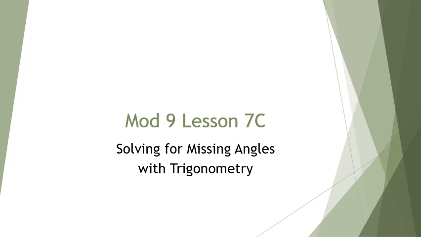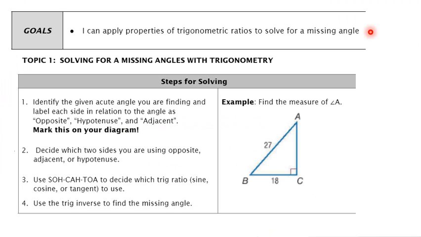This is the lesson for Mod 9, Lesson 7C, solving for missing angles with trigonometry. In the previous video, we looked at using our trig ratios, sine, cosine, and tangent, to find a missing side for a right triangle. In this video, we're going to look at how we use the inverse ratios to solve for a missing angle, right? So how do we undo the process to find what the angle is?